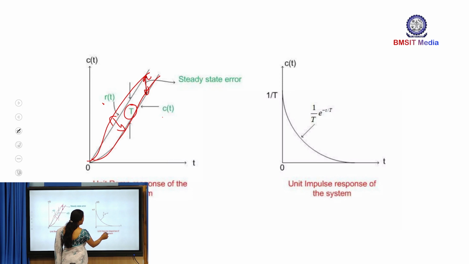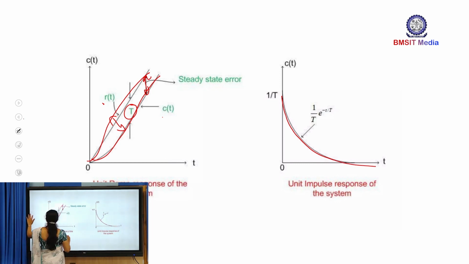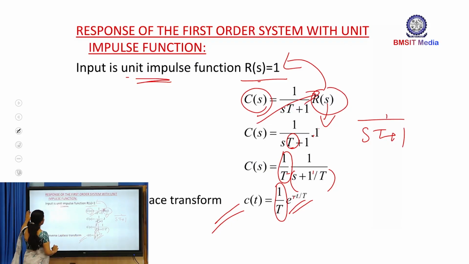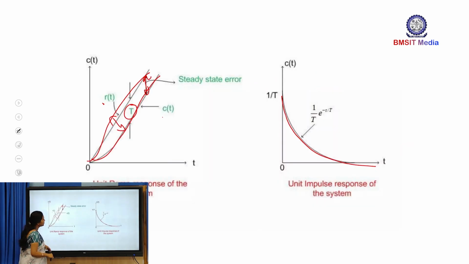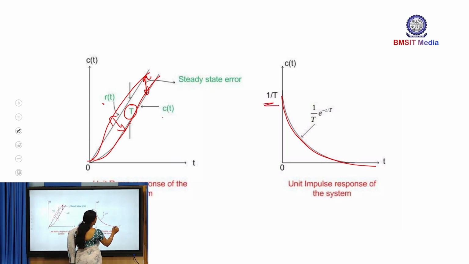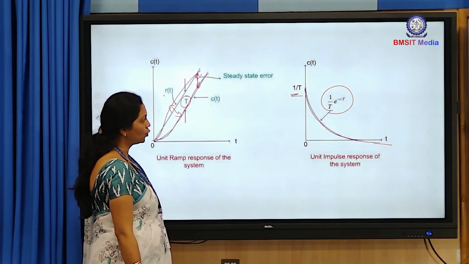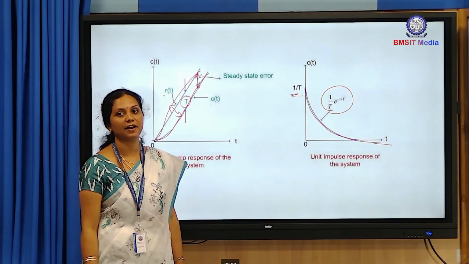And unit impulse response for the system, how do I write this? It is decreasing like this. Why? Because in the previous one, you can see e to the power of minus t divided by t. Since minus is there here, it means it has to come down. It has to come down. That means it is exponentially decreasing. It has to go down. Therefore, from 1 by t, it will come like this. So, whatever the slope that I am getting, this slope is a function of what? 1 by t into the e to the power of minus t divided by t.